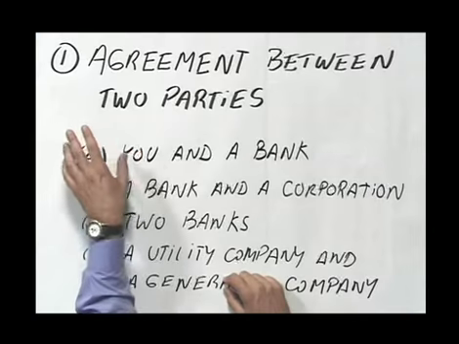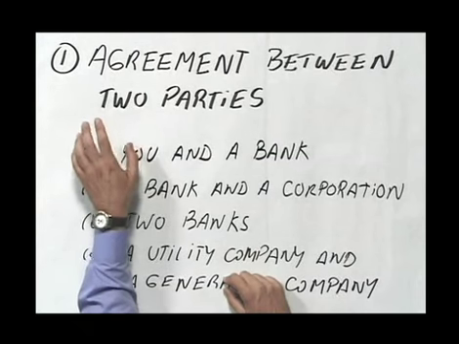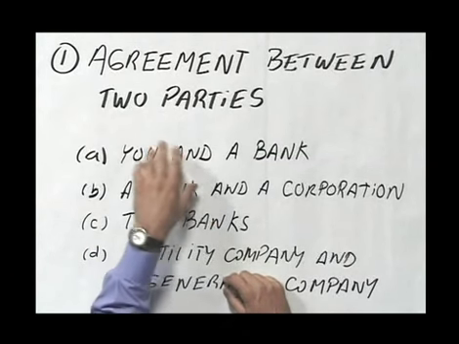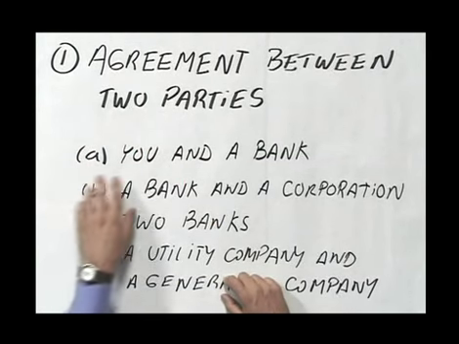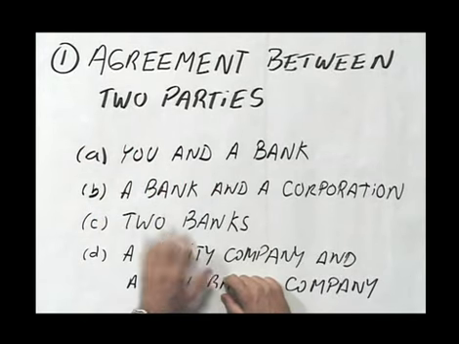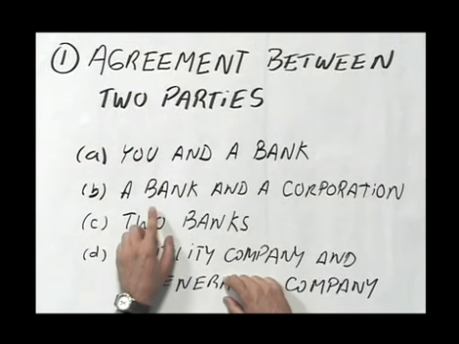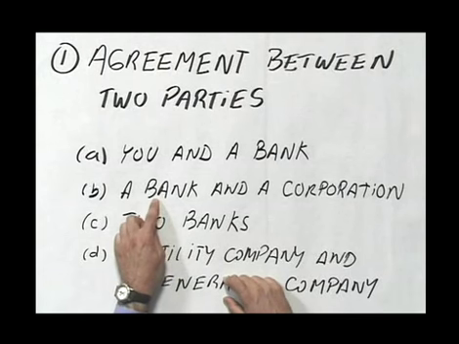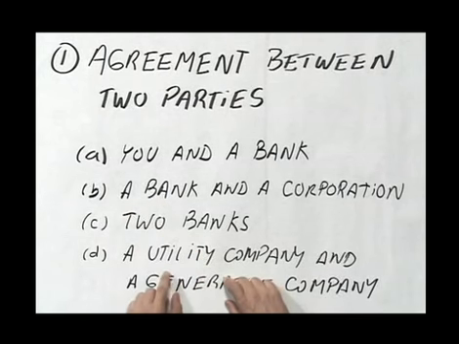Let's go through each of these elements individually. Remember, the first element is that a derivative security is an agreement between two parties. Who are these parties? Well, it could be you and a bank, and a corporation, for example, in forex markets or foreign currency markets; two banks; a utility company and a generating company, for example, in the case of electricity forwards.